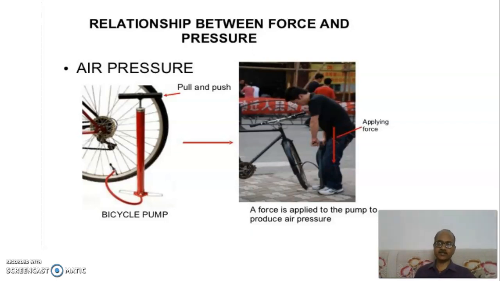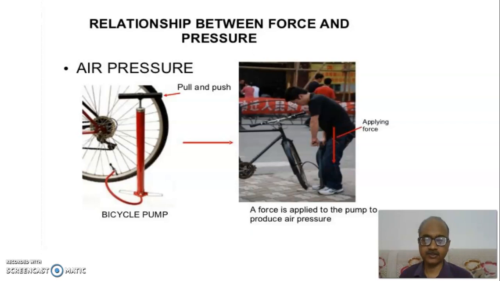The envelope of air that surrounds Earth is called the atmosphere, and this air has a lot of pressure. This is called atmospheric pressure. Here you see an example where air is filled into a bicycle with the help of a pump. When the pump is pulled and then pushed, the air pressure is increased, and the air goes into the bicycle. In this way, you see, air also has a lot of pressure.